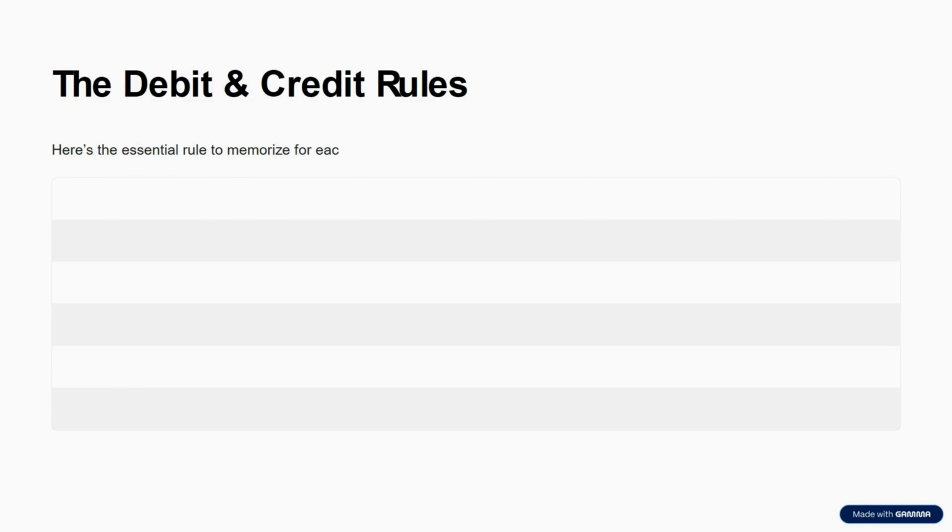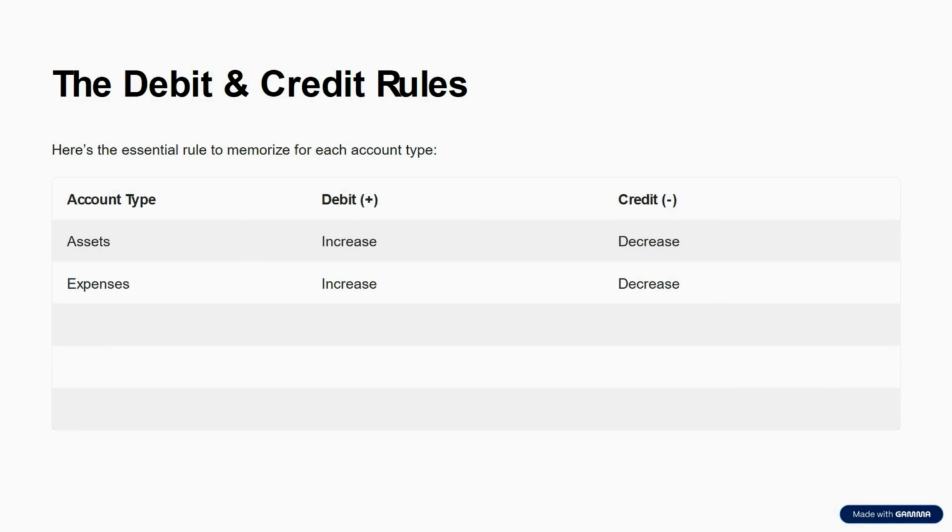Here's the essential rule to memorize for each account type. If you debit the asset account, it will increase. And if you credit the asset account, it will decrease. If you debit the expense account, it will increase. And if you credit the expense account, it will decrease.